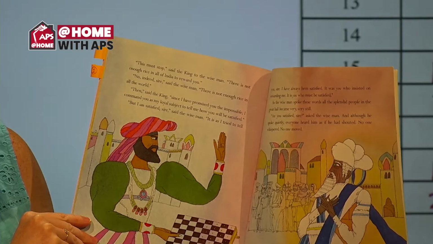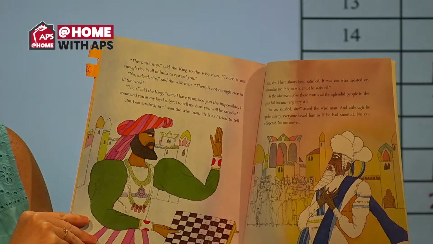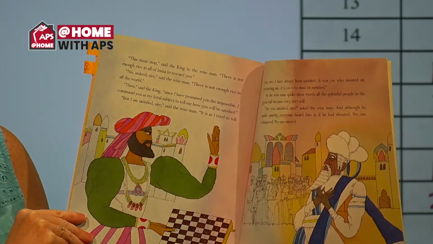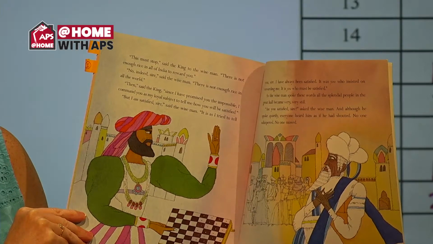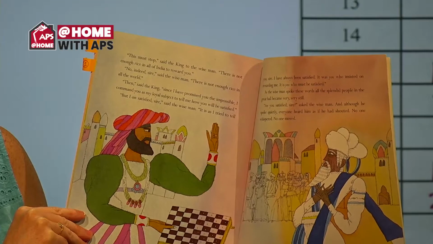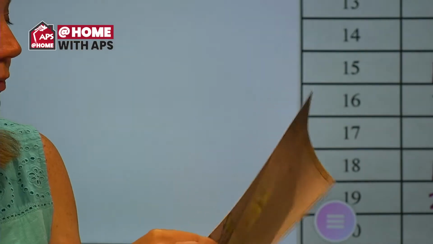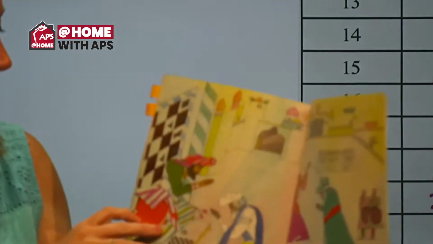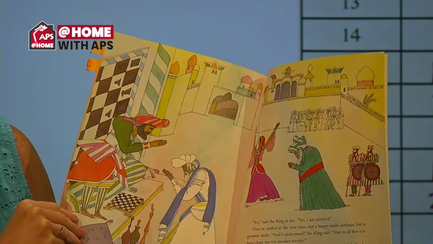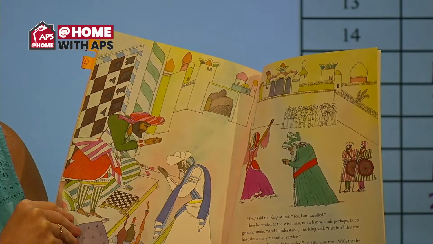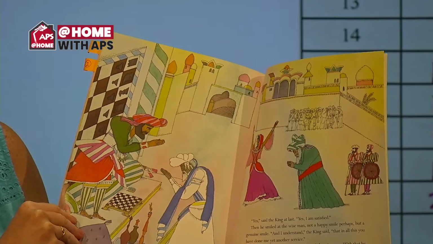As the wise man spoke those words, all the splendid people in the great hall became very, very still. "Are you satisfied, sire?" asked the wise man. And although he spoke quietly, everyone heard him as if he had shouted. No one whispered, no one moved. "Yes," said the king at last. "Yes, I am satisfied." Then he smiled at the wise man, not a happy smile perhaps, but a genuine smile.